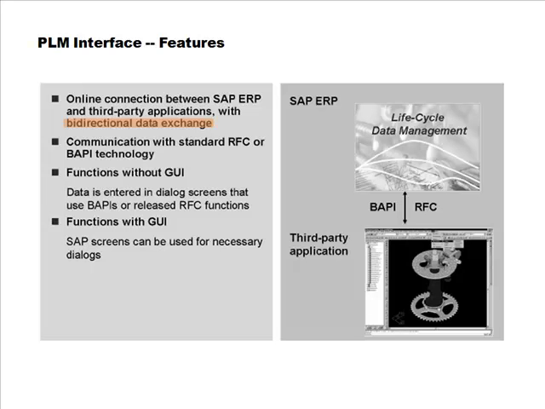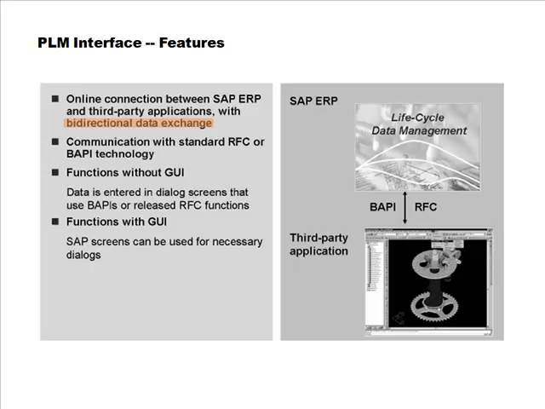Now, gradually, what SAP has done is increase its usage of Java, and it has a complete seamless connection with Java because that's the big language these days. Okay, so essentially those are the two protocols used for communicating between the SAP system and the other system. All of this PLM interface can function with the SAP GUI or without the SAP GUI. In other words, you can make the SAP GUI transparent to this whole process.